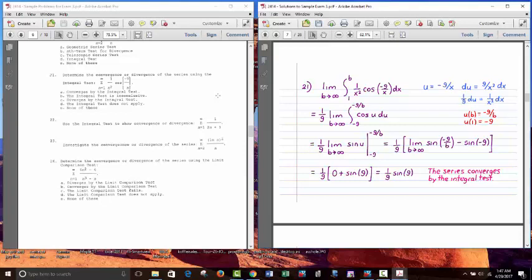And for converging on the direct comparison test, it means larger converges means smaller converges. So 1 would always be greater than or equal to cosine of -9 over n, because cosine is always between -1 and 1. So yeah, I think direct comparison test would certainly be valid here.